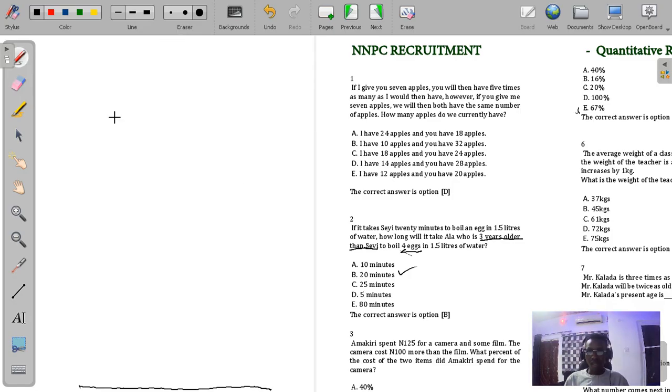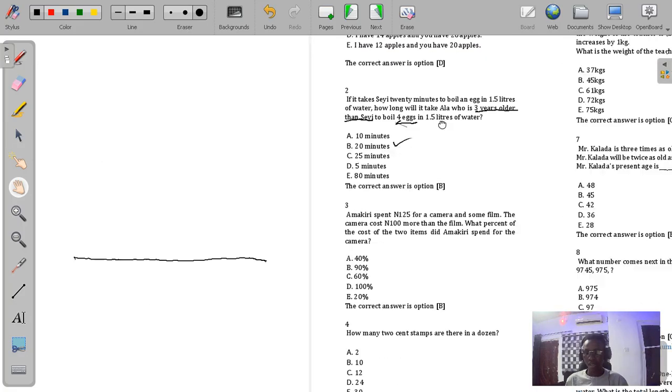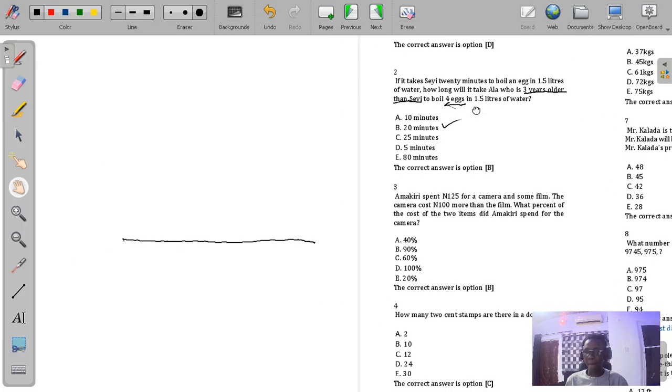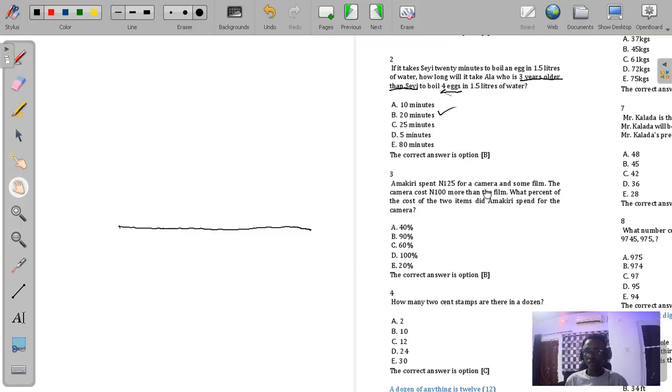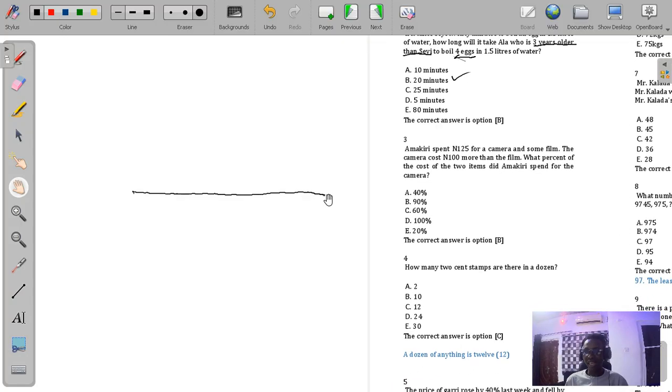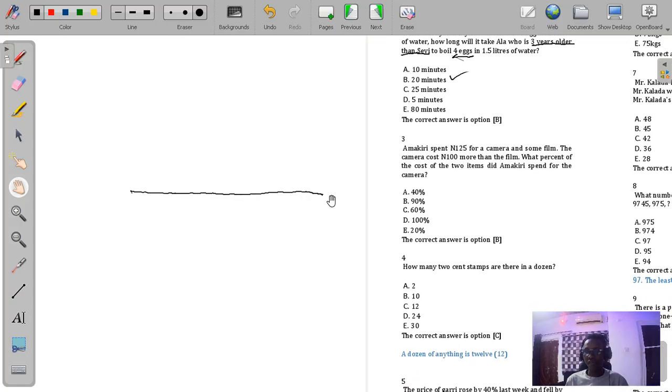Let me try to scroll up a little bit. Okay. We have Amakiri spent 125. This question takes a lot of time. Let me see. Amakiri spent 125 naira for a camera and some film. I have two things here, just like apples.